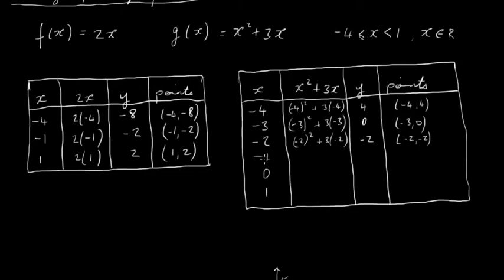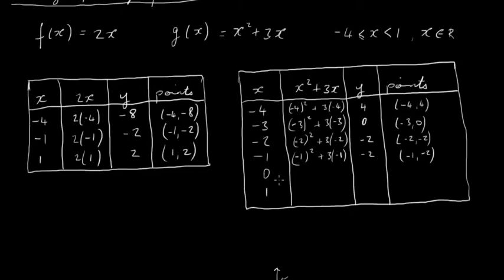Okay, so the next one then is -1. So we put -1 in, we square it, and then we're going to multiply it by 3. So -1 squared is 1. 1 minus 3 is -2. So my next point then is (-1, -2).